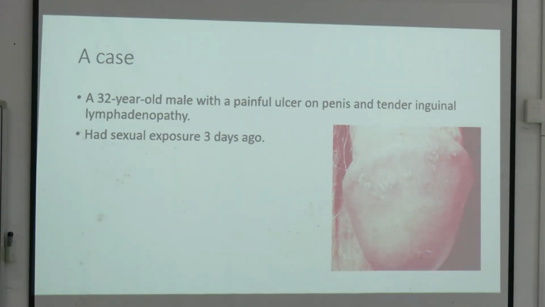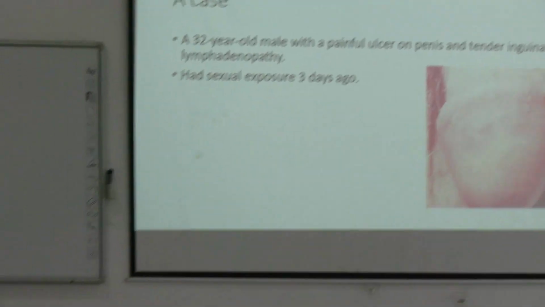Now look at this case. A 32-year-old male with a painful ulcer on the penis and again tender inguinal lymphadenopathy. The sexual exposure history is of 3 days. Now look at this picture. On the glans of the penis, you can see very small, almost fluid-filled ulcers. Small vesicles. So this is a typical presentation of herpes. Now I think you can differentiate between the herpetic ulcer and the non-herpetic ulcer.